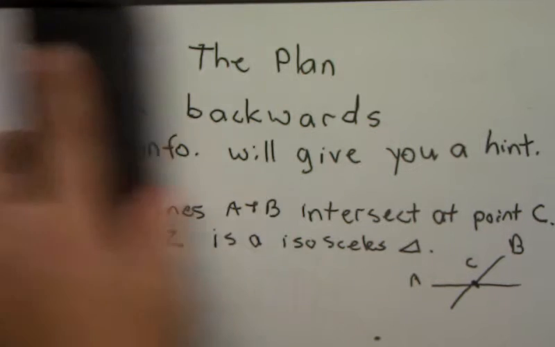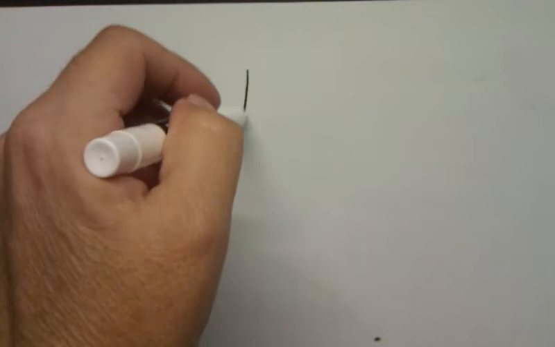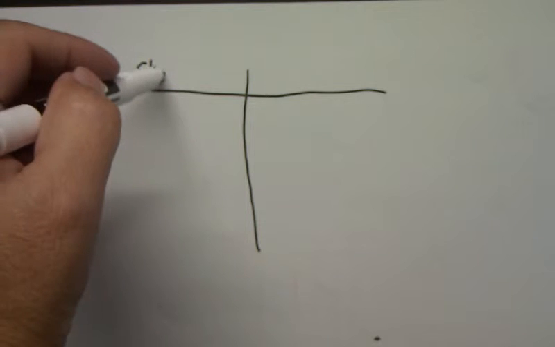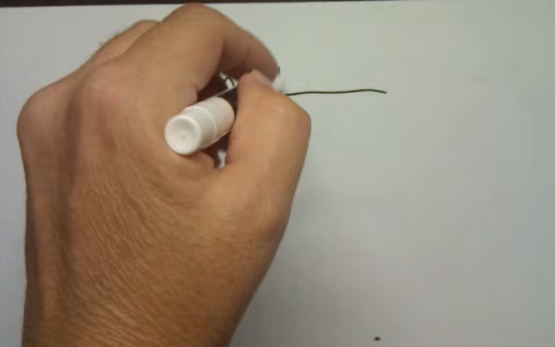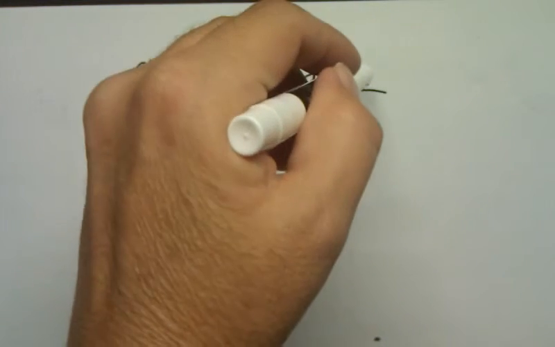For example, they shouldn't have started you with that and then not told you how to do it. This is a statement-reason two-column proof. We're going to have two columns. We're going to have a T-chart. This is my statement. This is my reason. And this has to be neat. Okay?